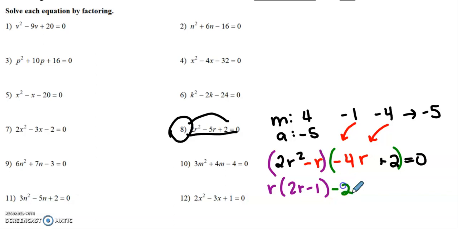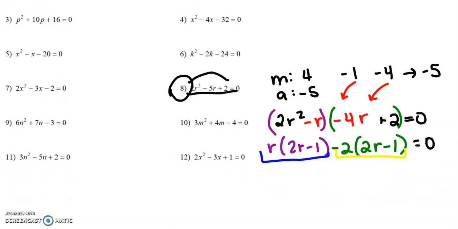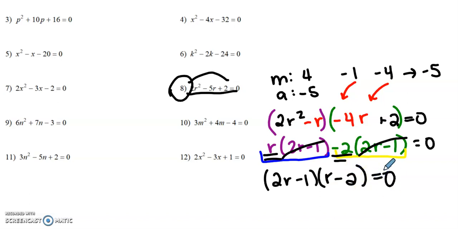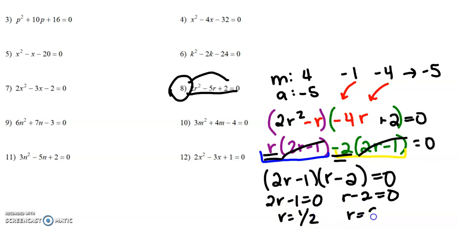Here, I'm going to take out a negative 2 because I don't really like this negative 4r business. So this becomes 2r, and now this becomes minus 1. And the reason I do that also is because I want this blue set and this yellow set to have something in common. So now what they have in common is a 2r minus 1, and I'm left with r minus 2. And from there I can use the zero product property. 2r minus 1 equals 0, and r minus 2 equals 0. So r is going to be equal to 1/2, and r is going to be equal to 2.